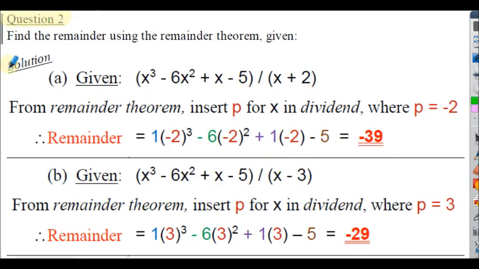Question 2, solution to part A. Remainder is negative 39. And solution for part B, remainder is negative 29. Again, I'll let you review these solutions at your own pace.